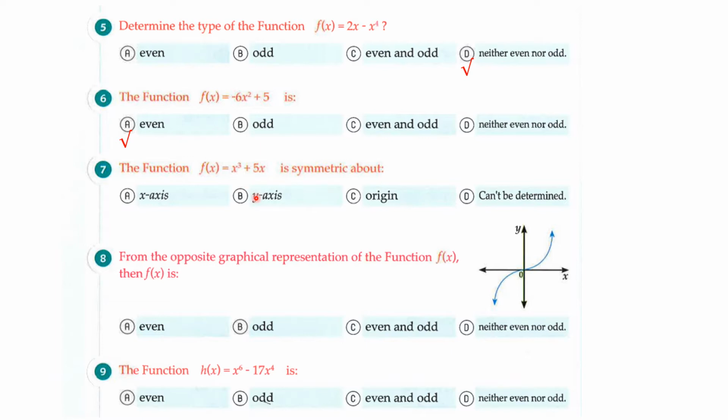And odd functions are symmetric about the origin. From the opposite graphical representation of the function f of x, what do you think this function is? It's symmetric about the origin, right? When we rotate it 180 degrees, it will go back to the same shape. This is symmetric about the origin, and so it is an odd function.